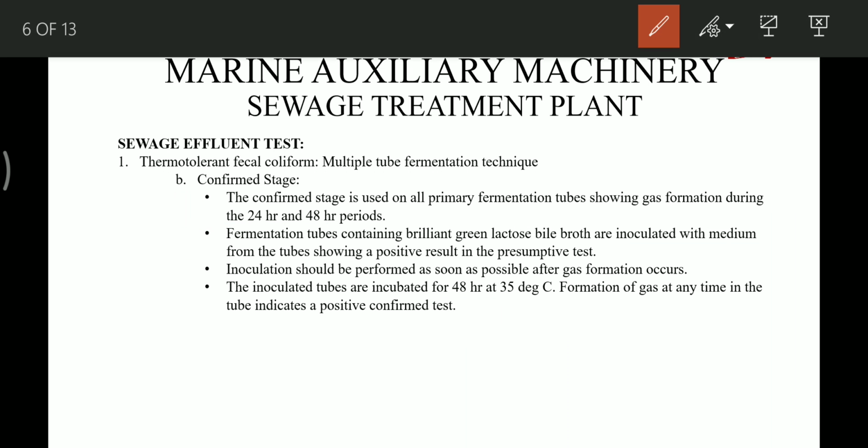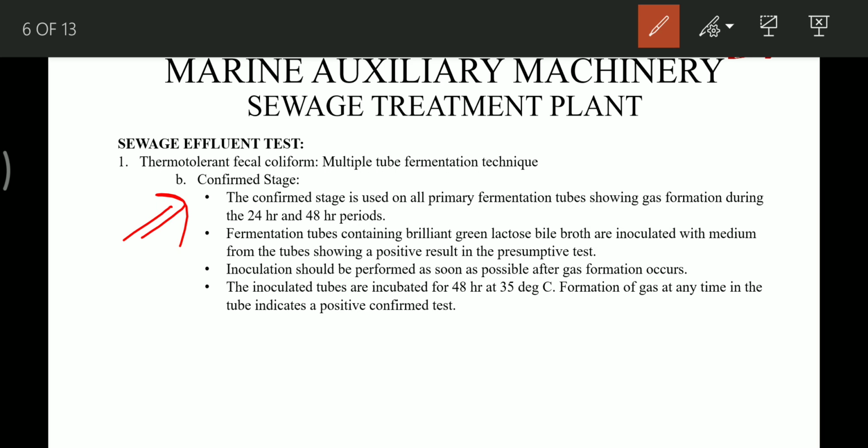The next stage of this test is the confirmed test. Till now we have only presumed that the test tubes with the presence of gas have coliform, but in this test we will confirm that there is coliform in the test tube. For that, all the primary fermented tubes showing gas formation during the 24 or 48-hour period are taken into consideration.